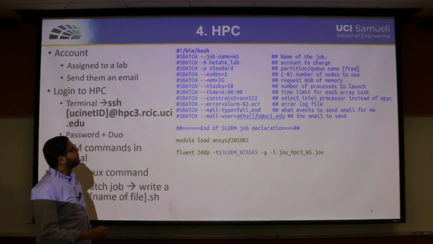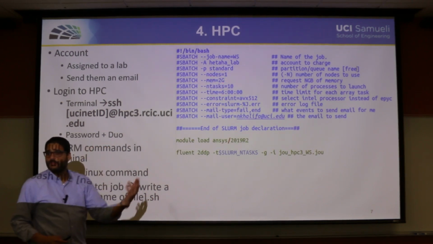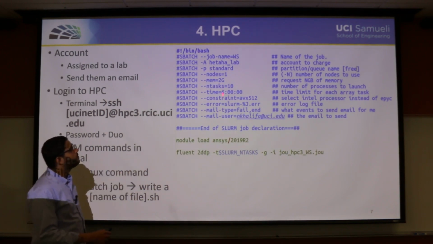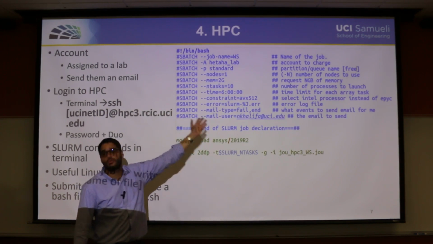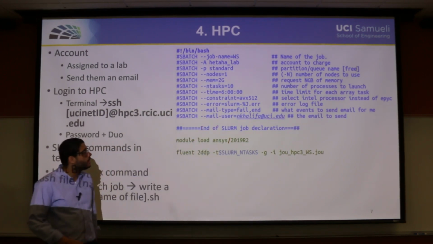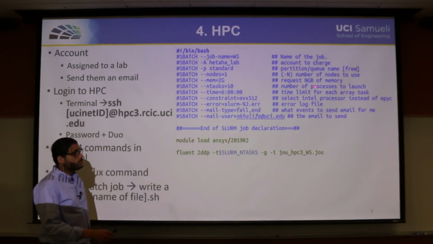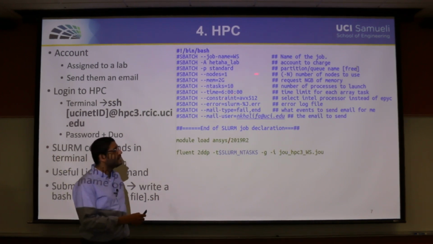And then I'm asking for the memory, 2 GB of RAM, because this is a small case, and for the number of tasks, I'm asking for 10 processors. Usually I had this to be 48. This is as an example for you guys, and you can declare this if you wish. Most of the time I don't declare it.